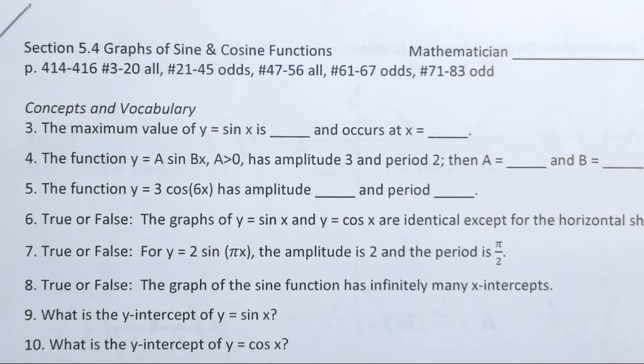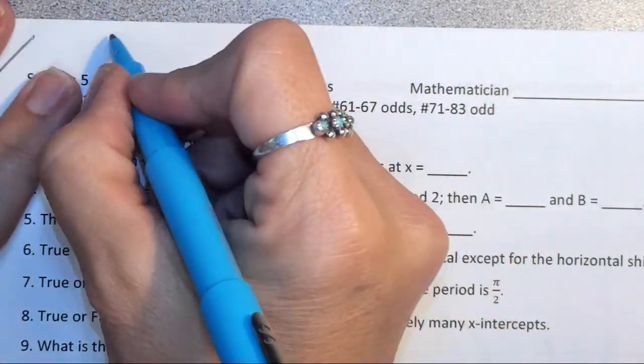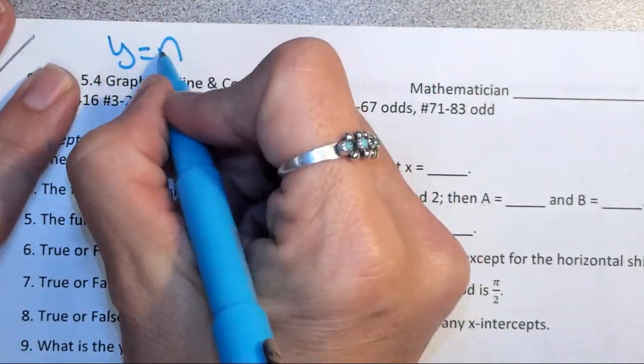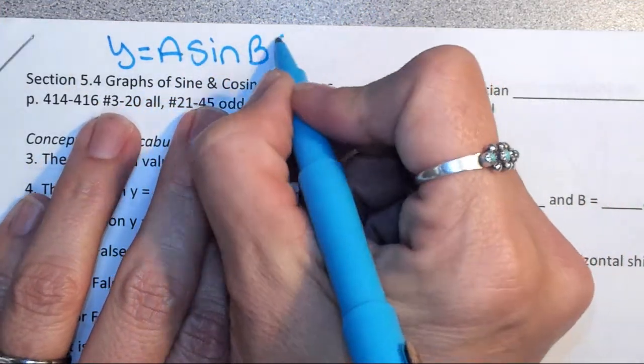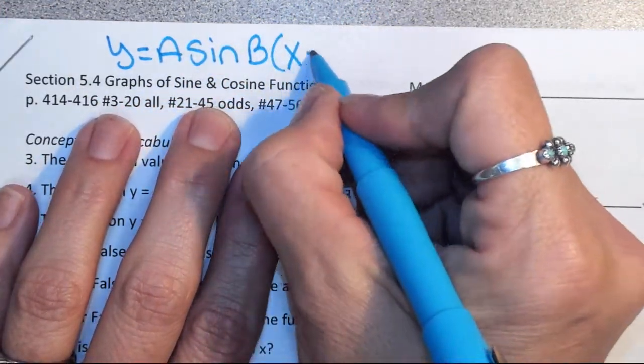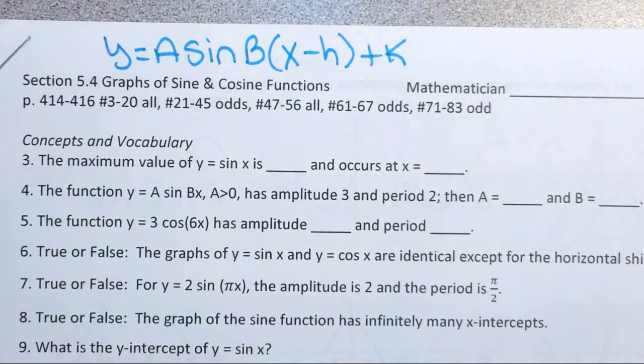Okay, yesterday we talked about the generic equation. Let's write it up here at the top. Y equals A sine B x minus h plus k. That was our generic equation yesterday. We talked about all those letters and what they mean.